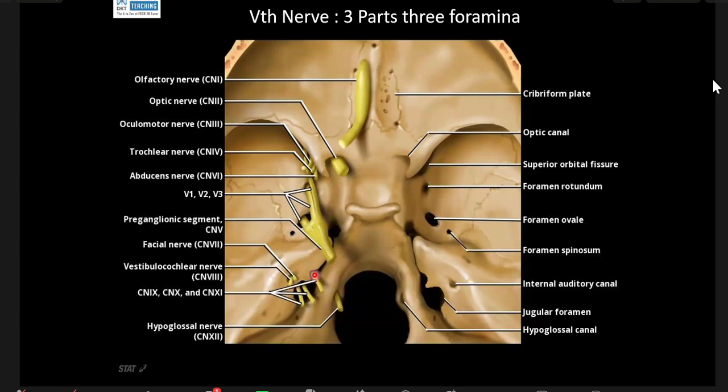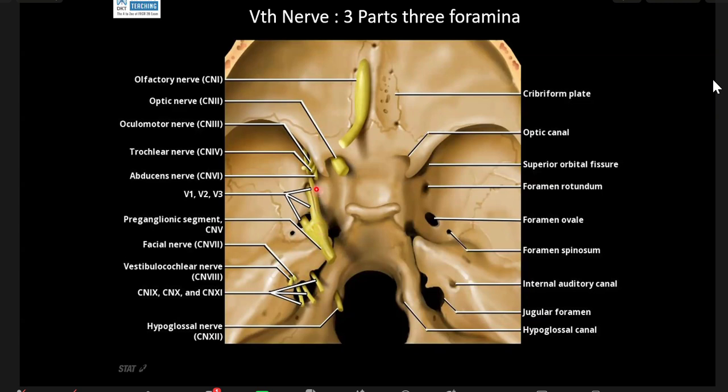This is the jugular foramen. So this is the glossopharyngeal nerve. Posteriorly is the 10th nerve and the 11th nerve. These are the nerves which we have already covered in the IAM, 7th and 8th nerve. So this fifth nerve, three parts go through three different foramen.